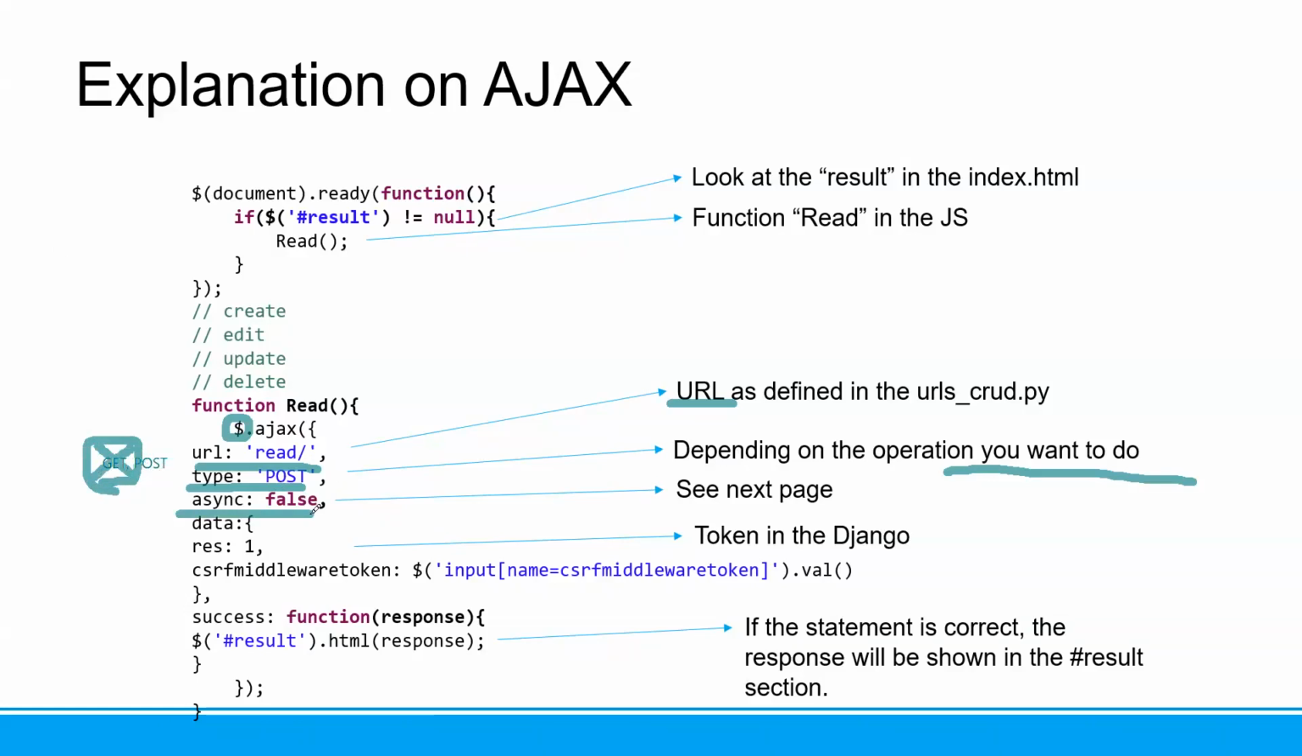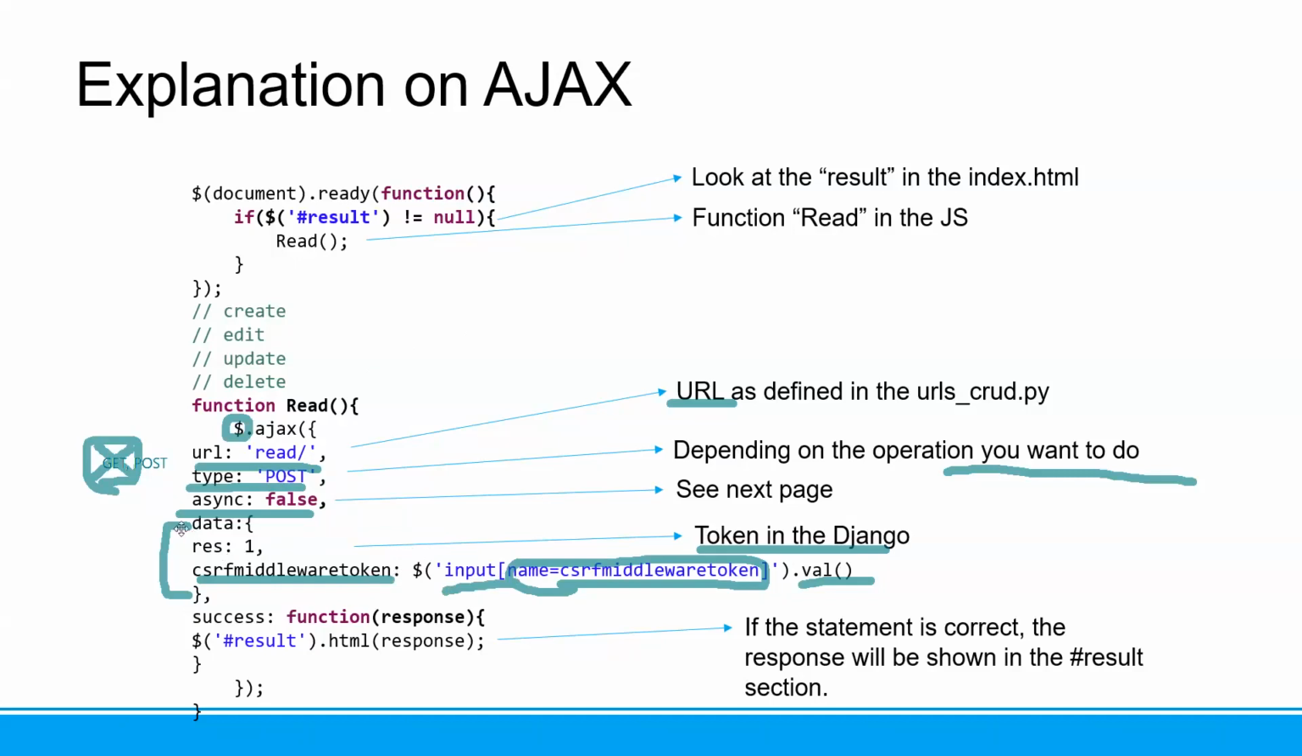And then this asynchronous false. So we will see what is the meaning. And then we have the data. Okay. So the data here, we are going to check the token in the Django. The token in the Django is the CSRF middleware token. And we are going to get the value. So the CSRF middleware token will be matched. So I want to know what is the value in the Django, and then let's put it into this web by looking at the element.